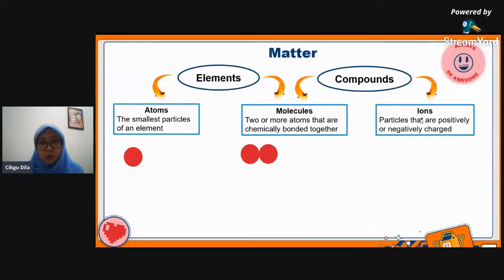Okay, a compound can be a molecule or an ion. An ion is a particle that is positively or negatively charged. A molecule can be an element or can be a compound. Molecules that we call an element consist of the same atom. But we call it a compound when it has different atoms combined together. So we call it a molecule.